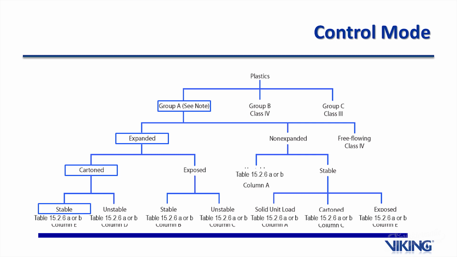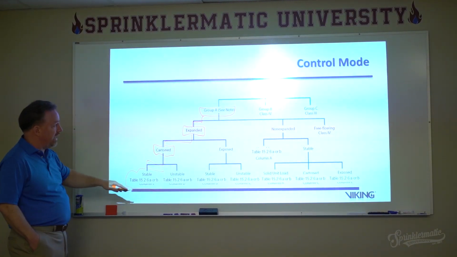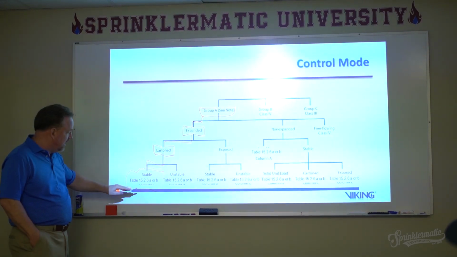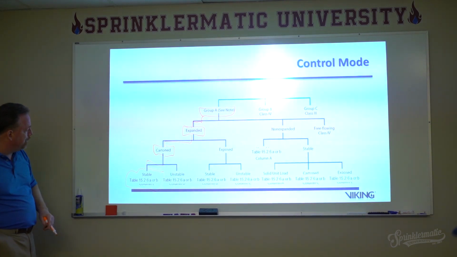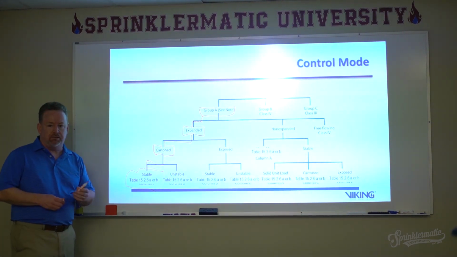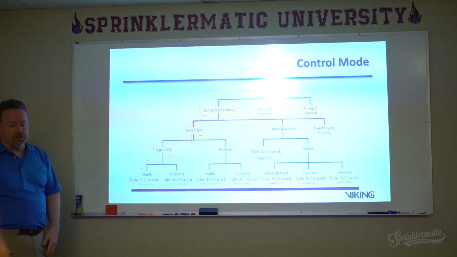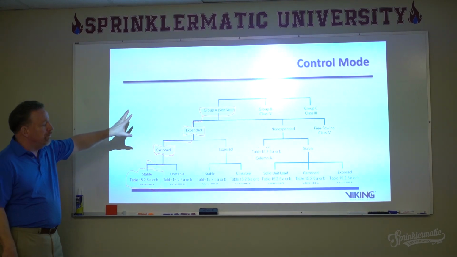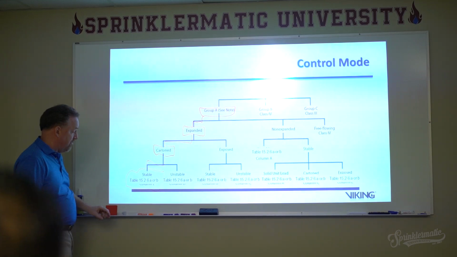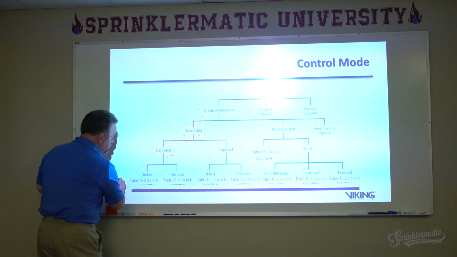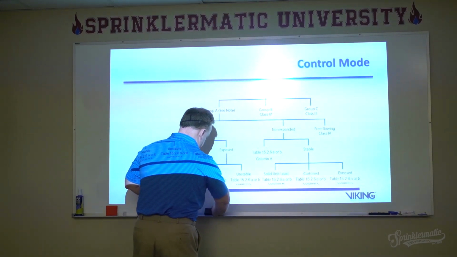The design criteria, therefore, for this particular control mode protection of Group A plastics in a pile storage is found in Table 15.2.6, A or B, depending on your approach. That's the decision tree. But remember, it pulls together all of those things we were just talking about for the last hour and a half. This is why you need to know each of those definitions, each of those terms, and each of those arrangements.